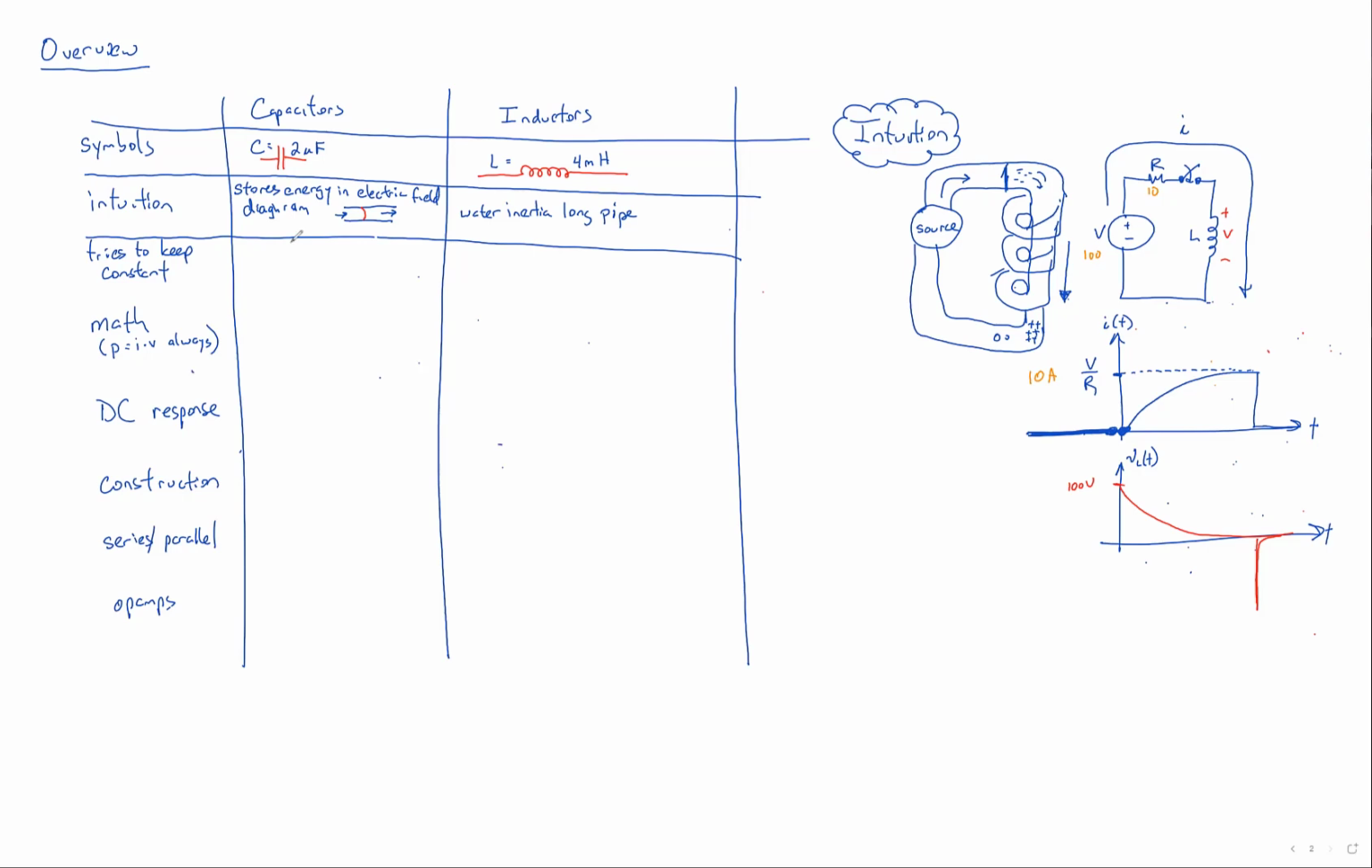What does a capacitor try to keep constant? Voltage or current? Jacob: Current. It tries to keep the current constant. The inductor does, yeah. It tries to keep current constant. That's right.